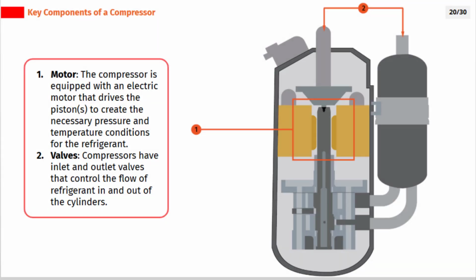Motor. The compressor is equipped with an electric motor that drives the pistons to create the necessary pressure and temperature conditions for the refrigerant. Valves. Compressors have inlet and outlet valves that control the flow of refrigerant in and out of the cylinders.